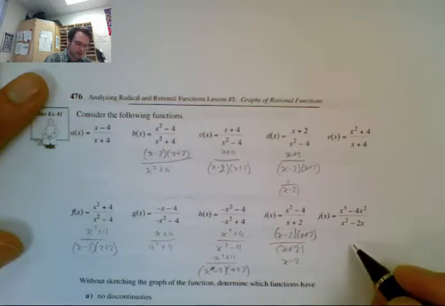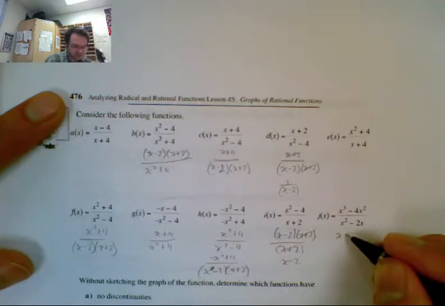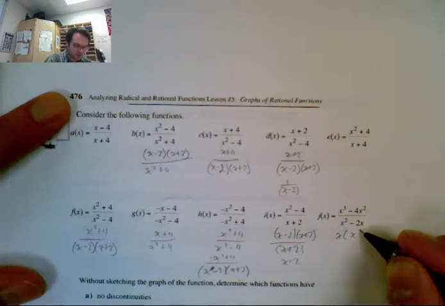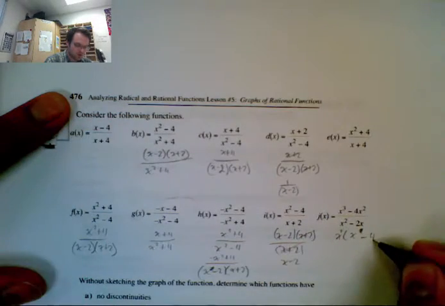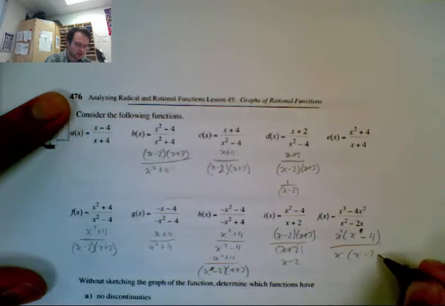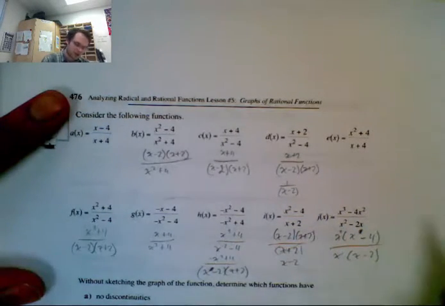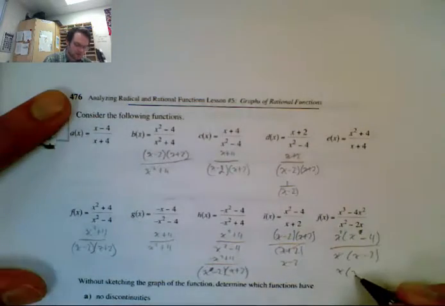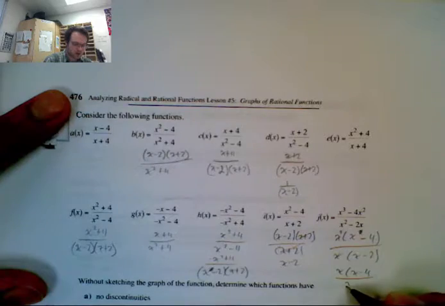And my last one here, I could factor out an x, and we have x, x squared, so we have x minus 4, and we factor out an x, that's going to give us x minus 2. And we look at this here, I'm left with x minus 4 all over x minus 2.